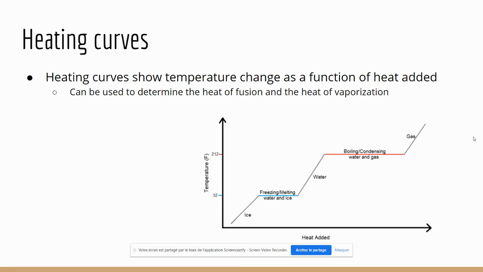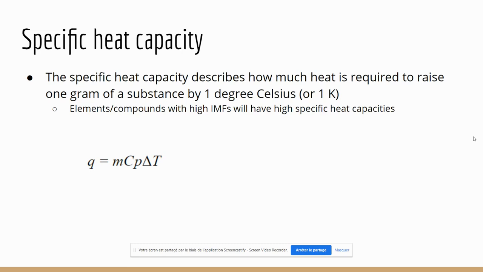Specific heat capacity, I hope by this point in time that you've done an experiment on it, is just the amount of heat required to increase the temperature of 1 gram of a substance by 1 degree Celsius or 1 Kelvin. Pause here. All right, so I just put down in notes what I just said out loud. The reason it can be 1 degree Celsius or 1 Kelvin is because we're going by the difference between two numbers and not absolutes. Elements or compounds that have high intermolecular forces will also have high specific heat capacities.